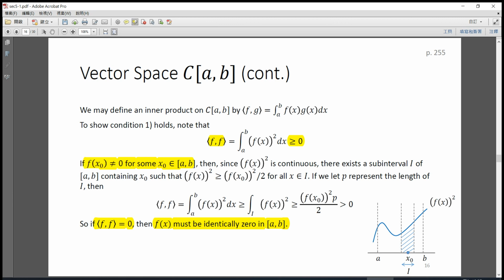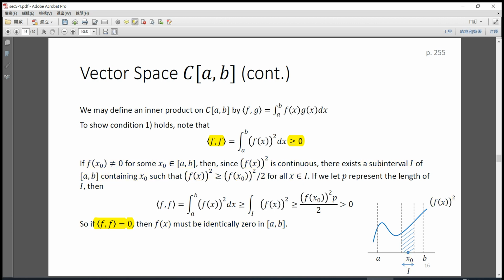Because the square of f of x is continuous, there exists a subinterval I of AB containing x0 such that the square of f of x is greater than or equal to the square of f of x0 divided by 2 for all x belonging to the interval. We can visualize these conditions by the lower right figure. Because the square of f of x is a continuous function, we can find a subinterval I containing x0 such that the square of f of x is greater than or equal to the square of f of x0 divided by 2 for all x belonging to the subinterval I.